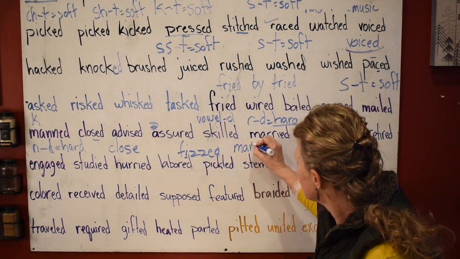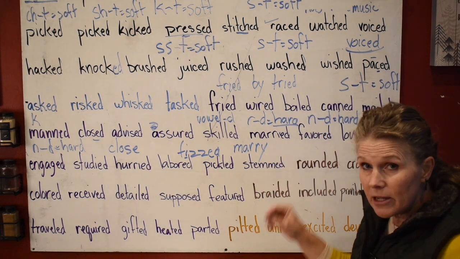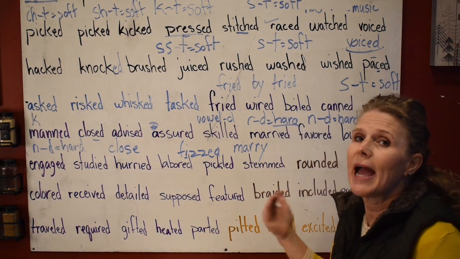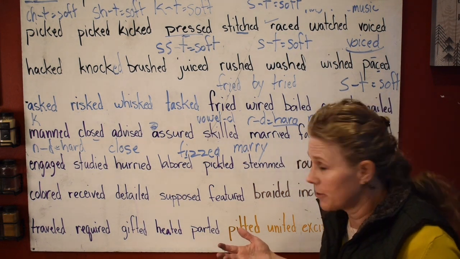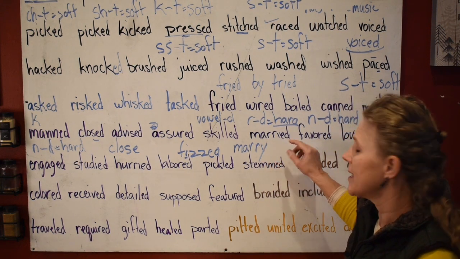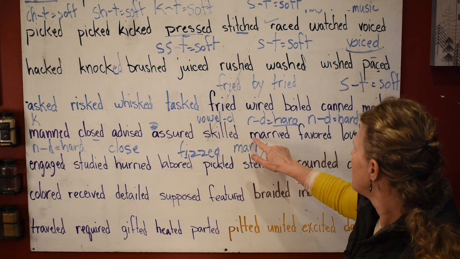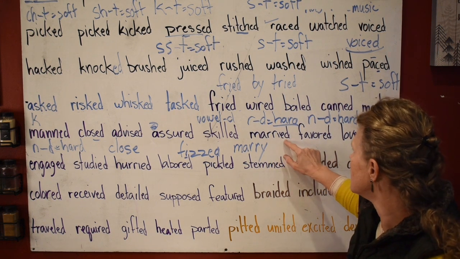Marry, that's your base word. Now, when you're adding on a vowel suffix, you're going to change that Y to I. Actually, when you're adding on a suffix, it doesn't matter if it's a vowel or not. You change the Y to I and add on your suffix, and now you have married. And because this is a vowel, this says D.